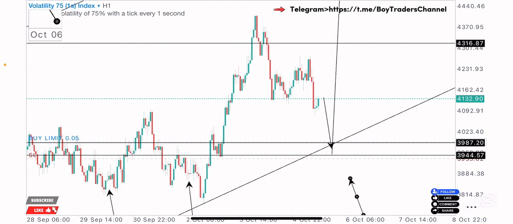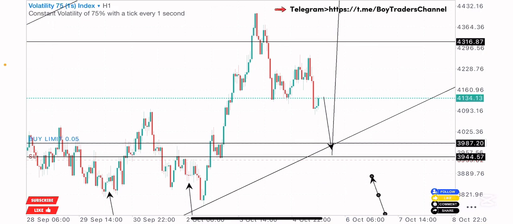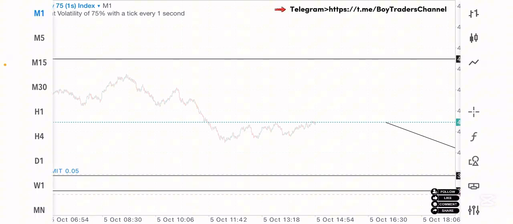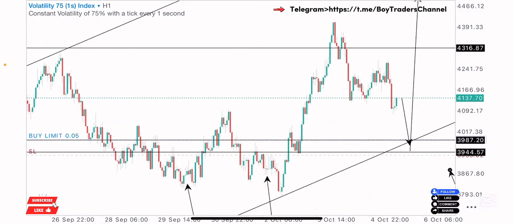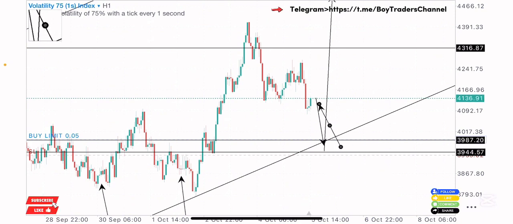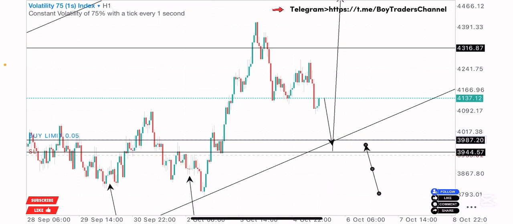Stop loss below this point should be the level of 3,933.62. Entry point is at the level of 3,987. So let's expect the retracements to this point for the buys. You guys can take advantage of the incoming buy opportunities coming up on these indexes.